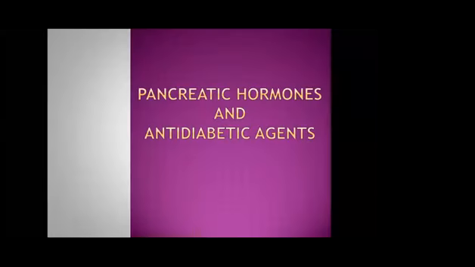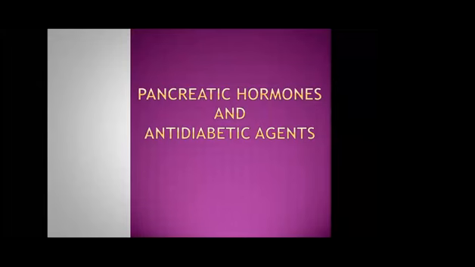Okay, for the last topic on pharmacology that I will be discussing, we have pancreatic hormones and anti-diabetic agents. In this topic, we will be discussing the pharmacological agents that can alter how the body produces and also secretes different pancreatic hormones, and also agents that can alter blood sugar. Those are called anti-diabetic agents.